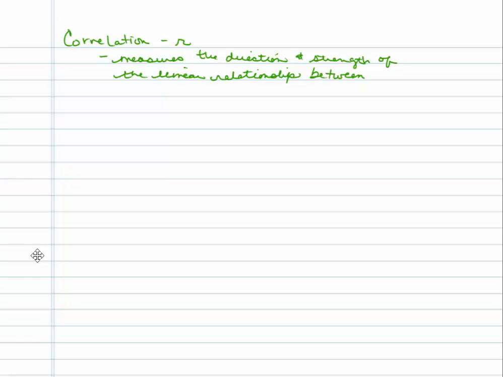So the last thing that we're going to talk about is correlation, which is lowercase r. And this actually gives a number measurement to the direction and the strength of the linear relationship between two variables.